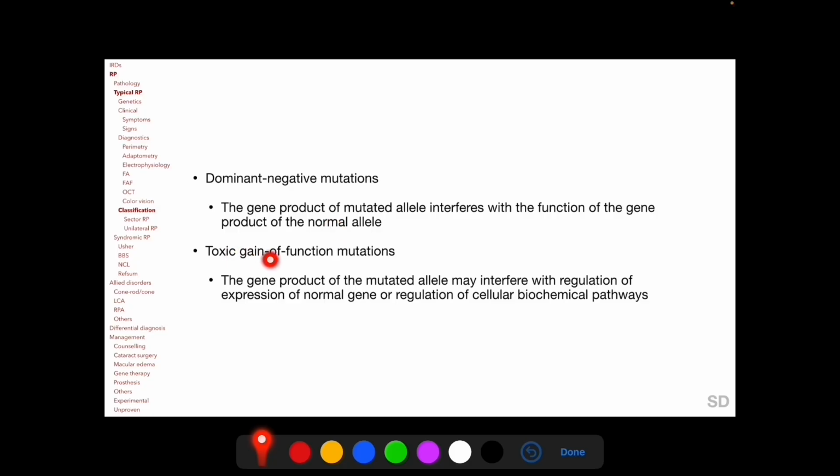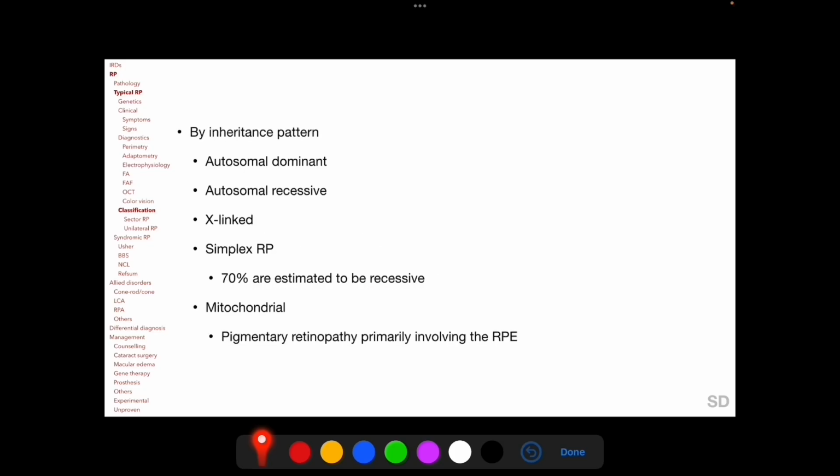And in a toxic gain of function mutation, which is also dominant in mode of inheritance, the gene product of the mutated allele interferes with the regulation of expression of the normal gene or regulation of cellular biochemical pathways. On the basis of inheritance pattern, typical or non-syndromic RP can be classified as autosomal dominant, autosomal recessive, X-linked, simplex RP, and very rarely mitochondrial.